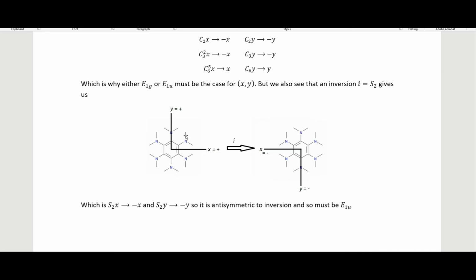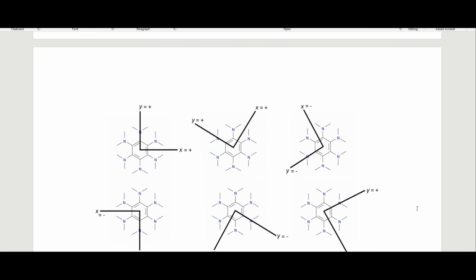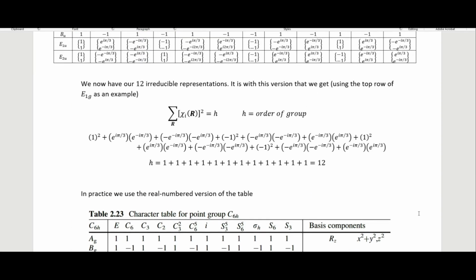If we do an inversion, we have our y equals plus, x equals plus. We invert, the x moves over to this side, the y moves down here, and they both become negative. So S2 on x gives us minus x, S2 on y gives us minus y. So it's anti-symmetric to inversion, and therefore must be the E1U. But anyway, that was everything I wanted to talk about for this.